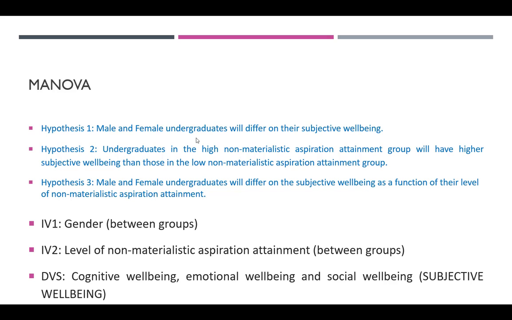And our dependent variables are cognitive well-being, emotional well-being and social well-being. And the reason that we're looking at them together is that we think that they are conceptually related, that they each reflect this broader idea of subjective well-being.